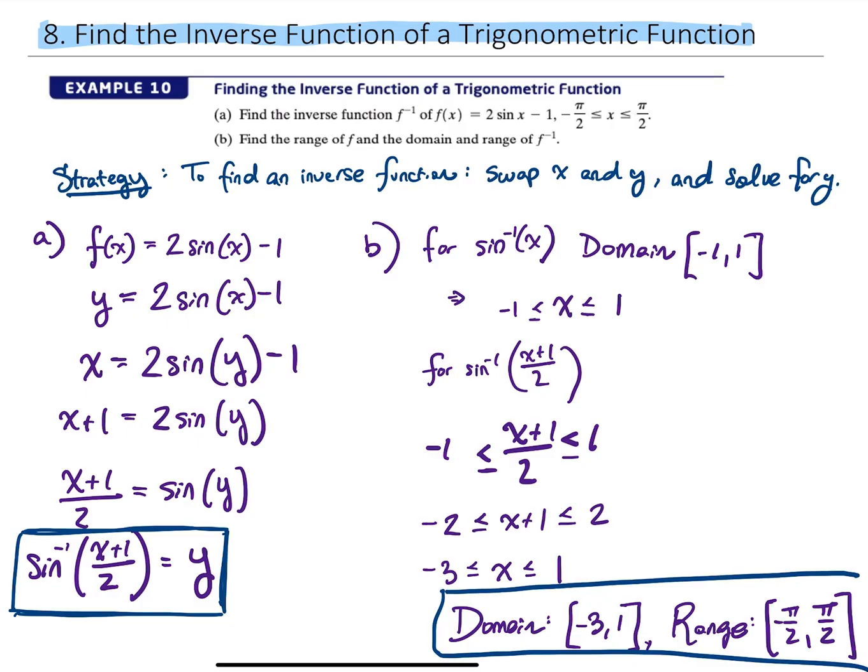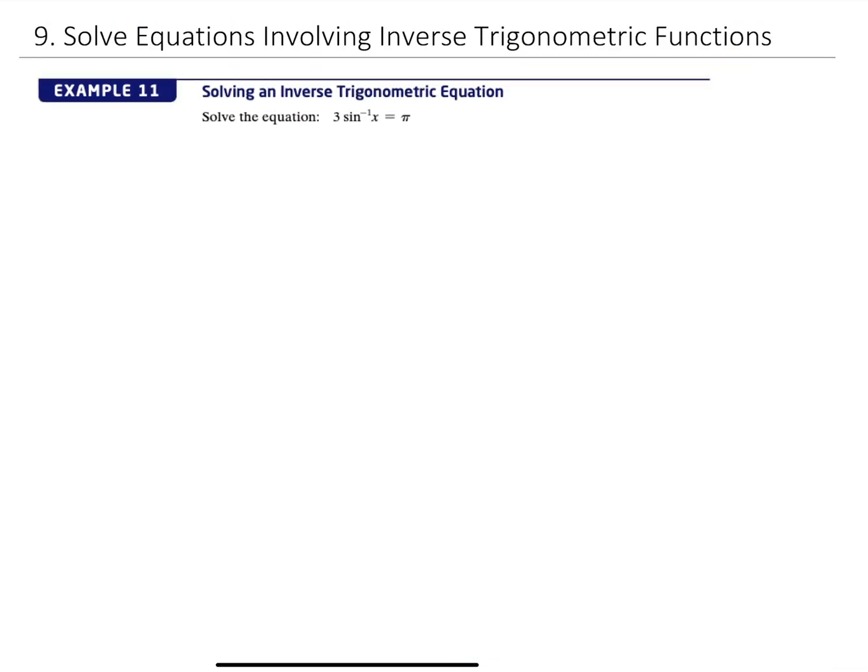All right, the last section here has us solve a little trig equation. So we're given 3 times the inverse sine of x equals pi. And it's asking us to solve. So we want to solve for x. We want to get to a point where x is just equal to something. So first, let's isolate this inverse trig function. I'm going to divide both sides by 3. So the inverse sine of x equals pi/3.